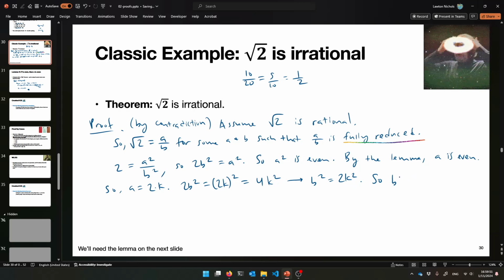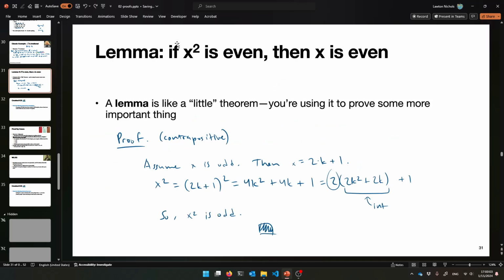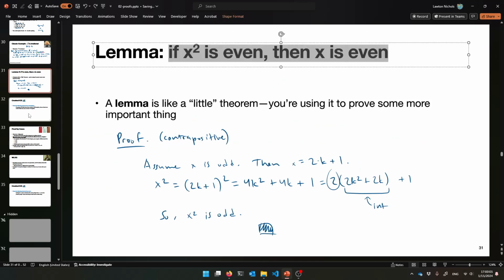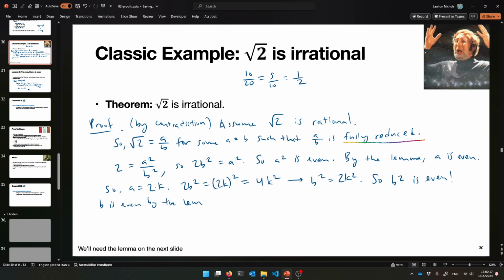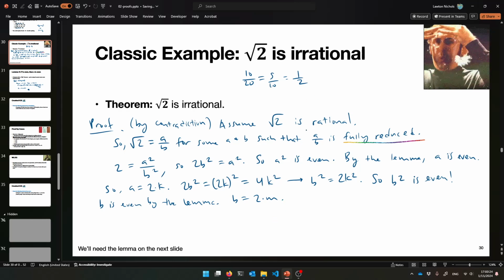I'm just learning new things, and this is all going to help everything fall apart. So b squared is even. By our lemma, that means b itself was even, right? Because if you have something squared that is even, then we've proven that the thing itself is also even. So b is then even by the lemma. So b is equal to 2 times something. Call it m, for some integer m.